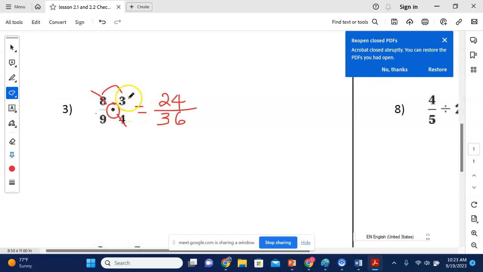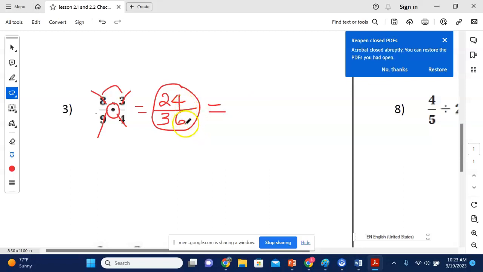What about on the top number here? There's a 3 and there's a 9. Does 9 go to 3 evenly? Or at least can I reduce 9 and 3? 3 to 9? Yes, so you know right away that at the end you need to reduce this number. 24/36. Okay.